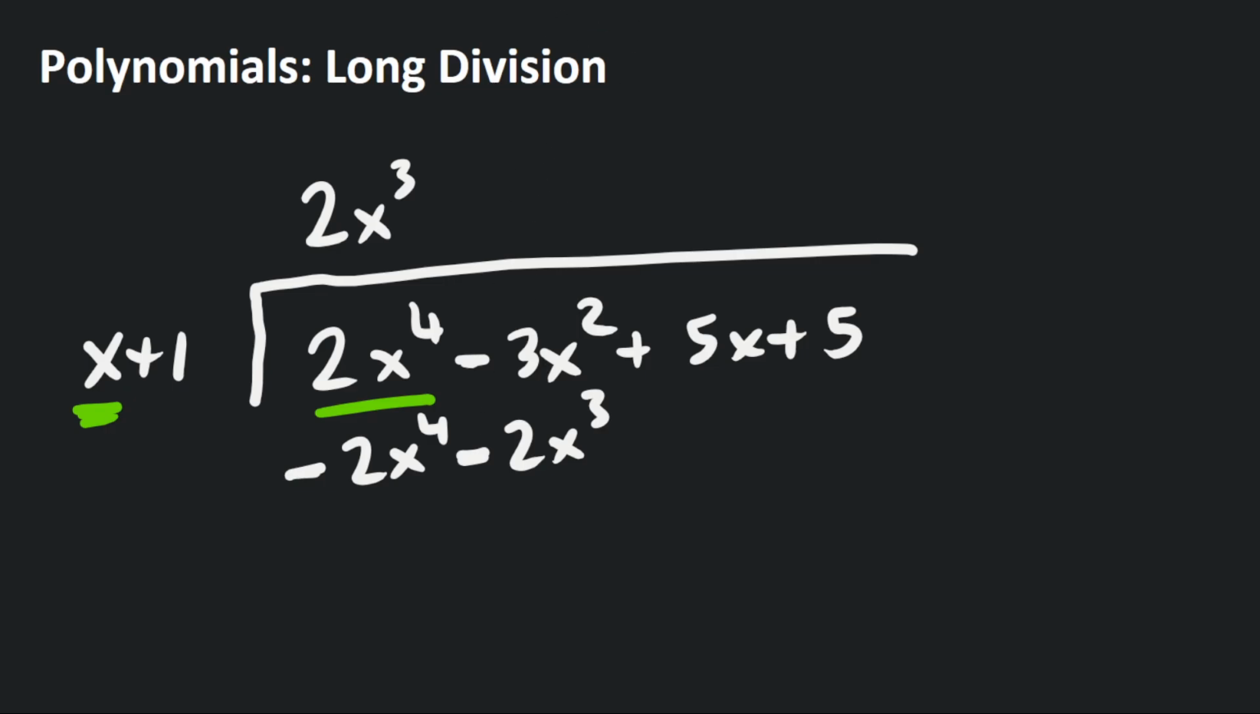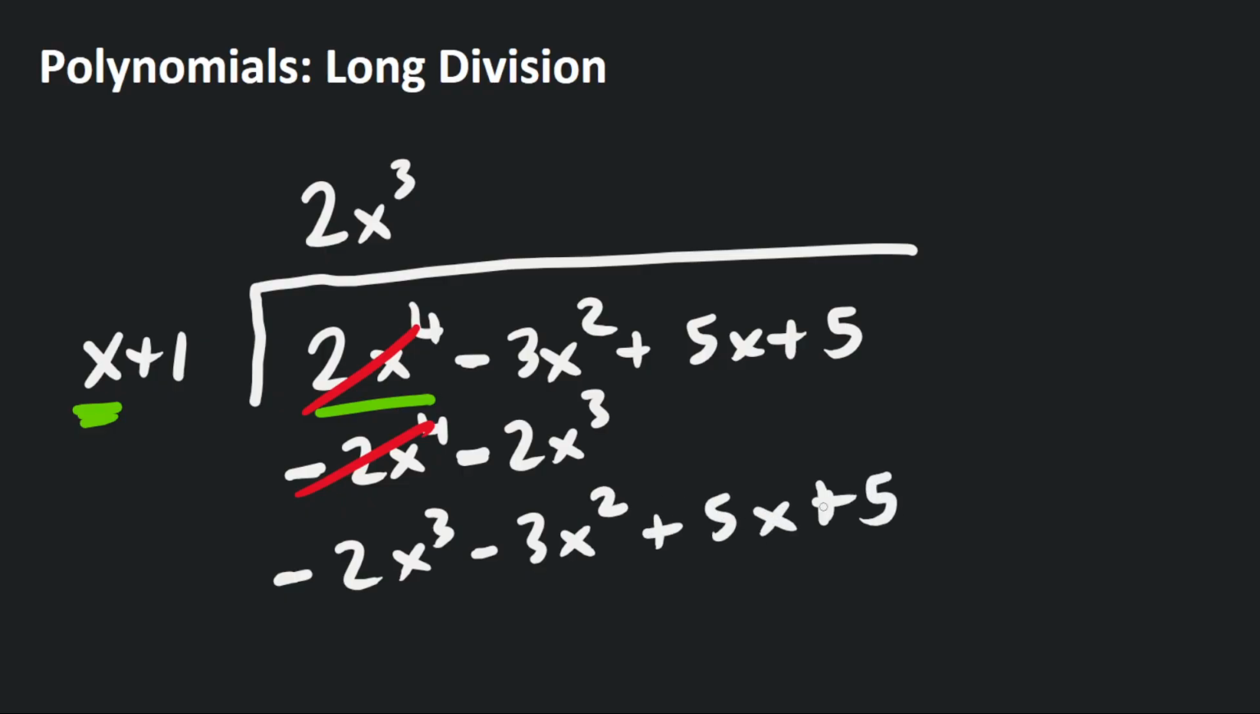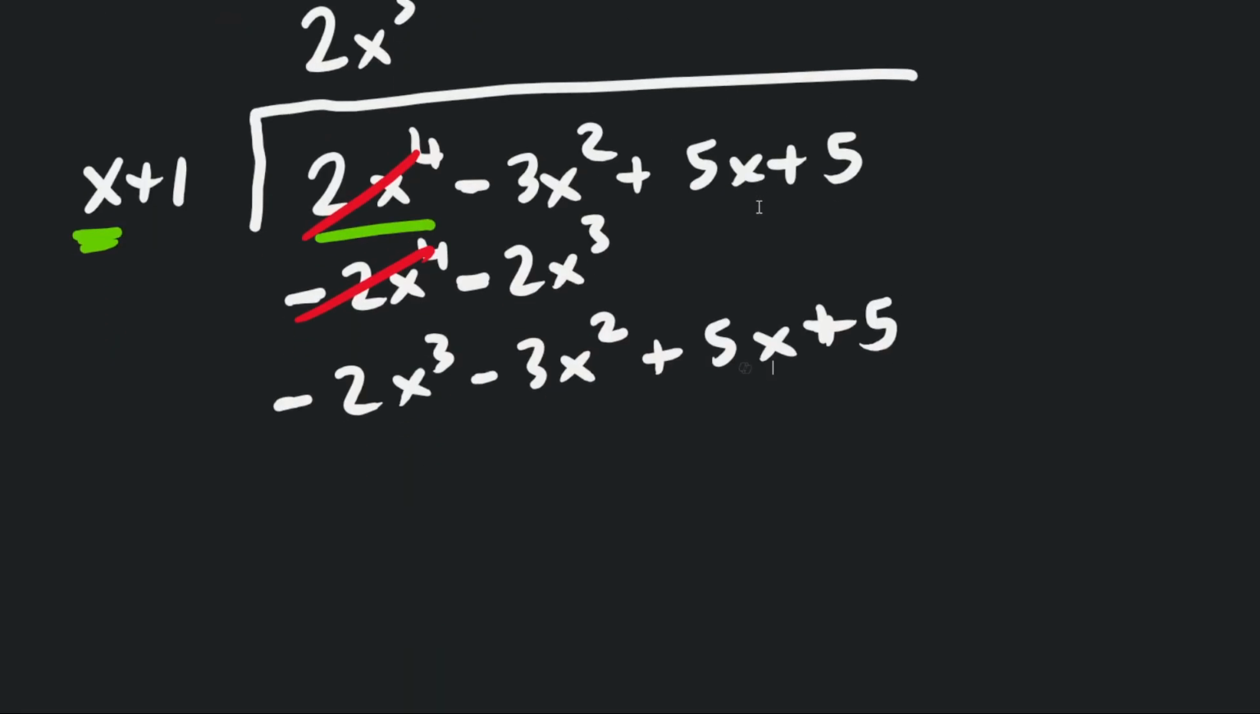And then we go ahead and combine like terms. This 2x to the fourth up here cancels with this 2x to the fourth down here, 2x to the fourth minus 2x to the fourth. And then that's all the like terms we can combine. And our new leading term is this, negative 2x to the third. And then we'll write the rest of it, minus 3x squared plus 5x plus 5. And now we repeat the process.